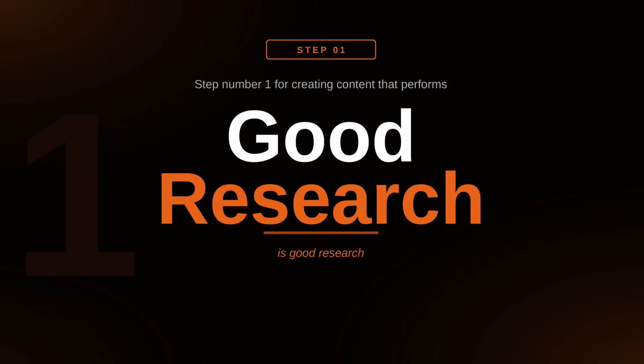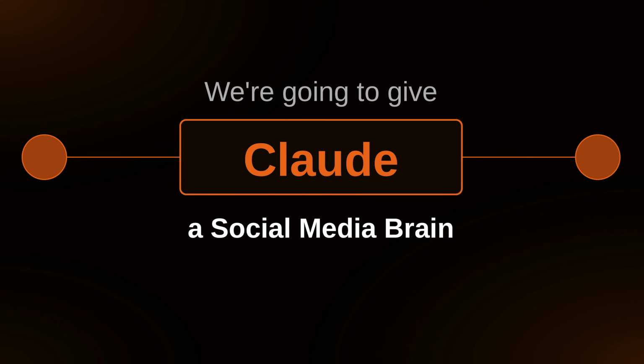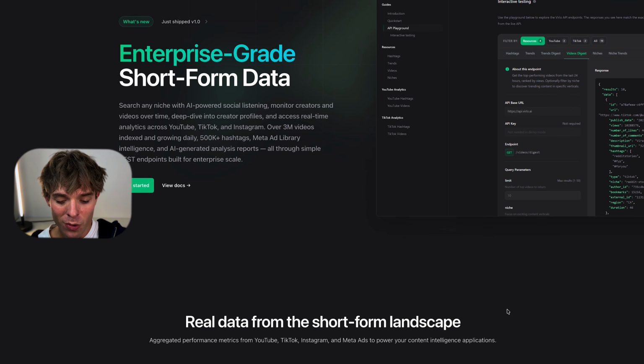So step number 1 for creating good content, from my experience, is making good research. So usually when I do research, I would spend hours on social media just scrolling, seeing what's working, what type of content is performing the best. But what I'm gonna do now is give Claude a social media brain. To do that, I'm gonna be using a software called Virlo.